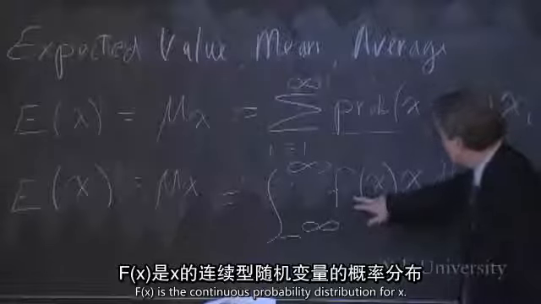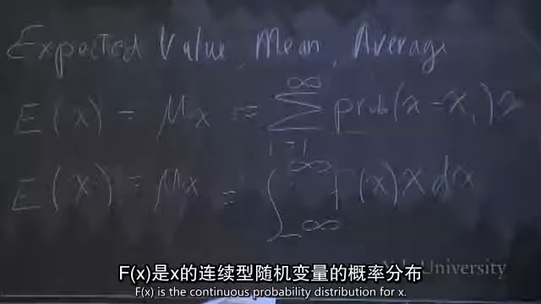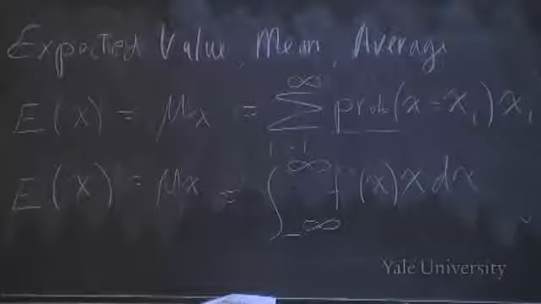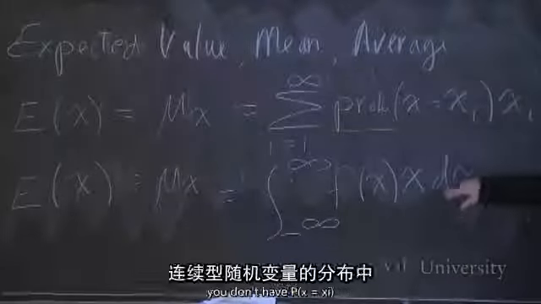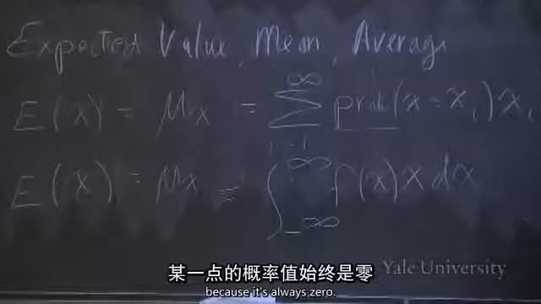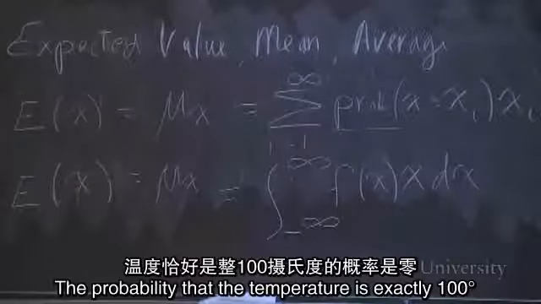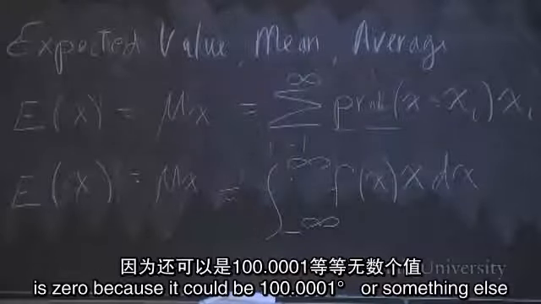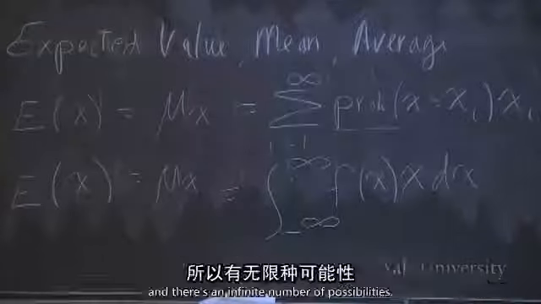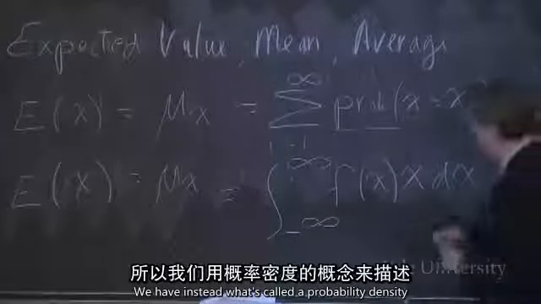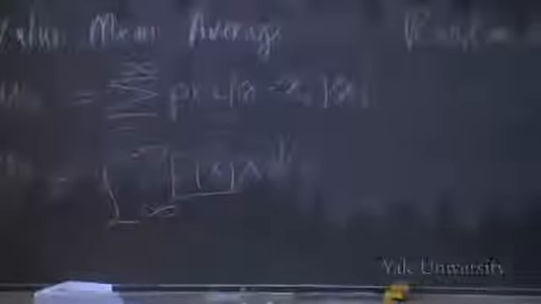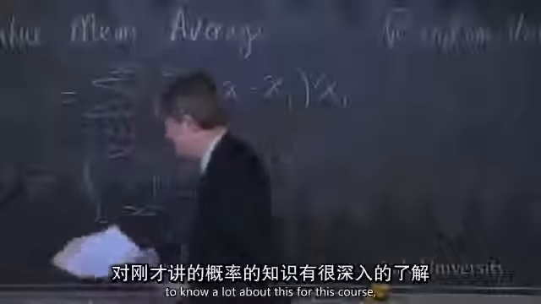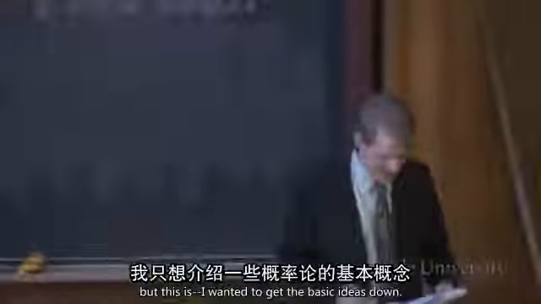F of x is the continuous probability distribution for x. When you have continuous values, you don't have the probability that x equals x sub i, because it's always 0. The probability that the temperature is exactly 100 degrees is 0, because it could be 100.00001 degrees or something else, and there's an infinite number of possibilities. So instead we have what's called a probability density when we have continuous random variables. You're not going to need to know a lot about this for this course, but I wanted to get the basic ideas down.